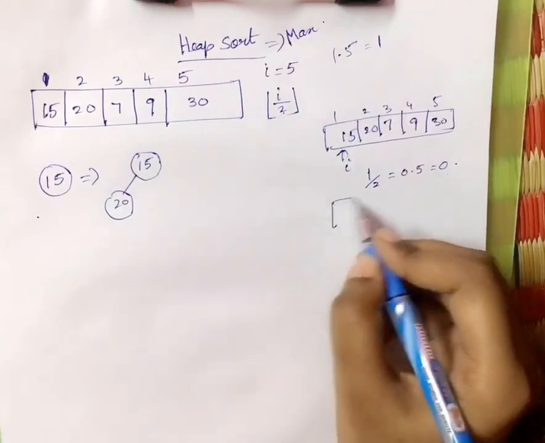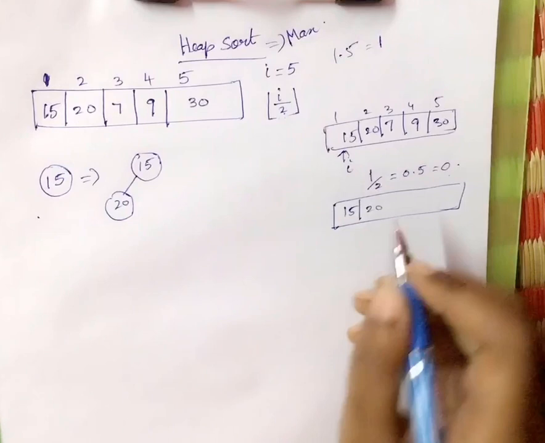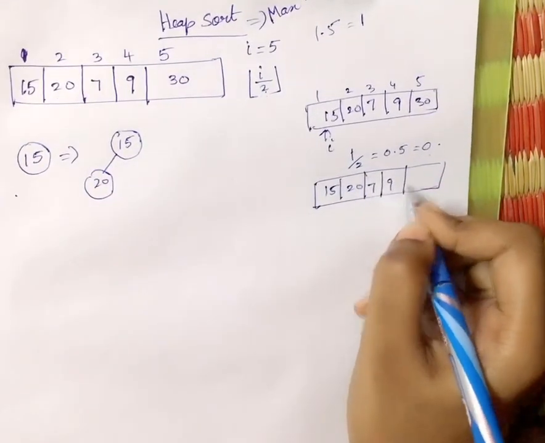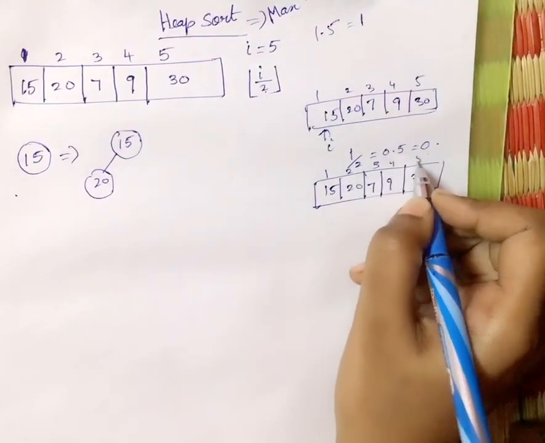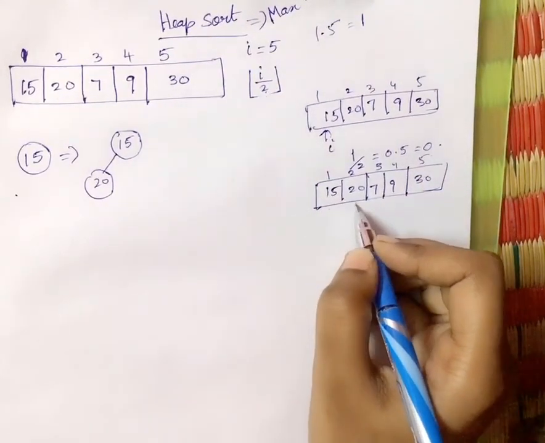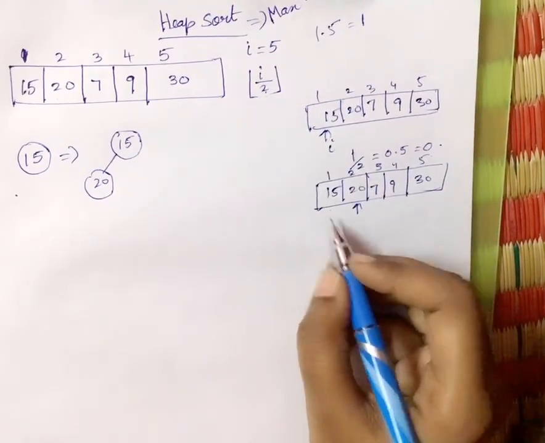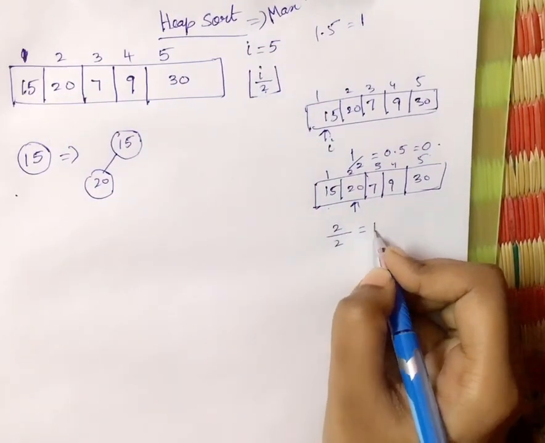Again I will draw this array: 15, 20, 7, 9 and 30 are here. So here is the position. I is now incremented by 1, so the I position is at 2. Now I am going to apply this formula: 2 divided by 2 is equal to 1.